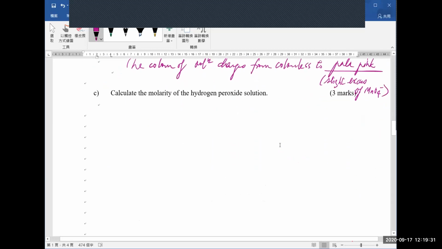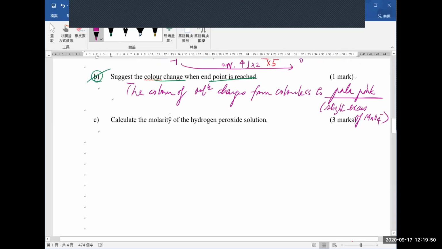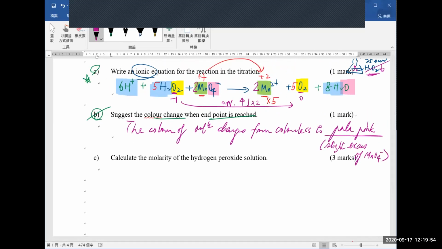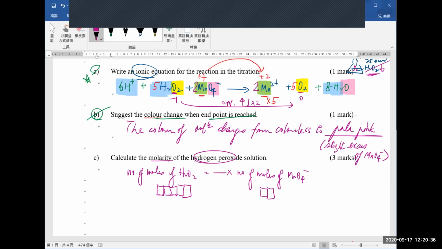C. Calculate the molarity of hydrogen peroxide solution. So you have that mole ratio to consider. This time, 5 mole of hydrogen peroxide react with 2 mole of permanganate. So what we are going to do is to find out the number of moles of permanganate first, and then the number of moles of H2O2. What is the mole ratio? Use the same concept, 2 blocks, 5 blocks, 2 blocks, right? So how do I need to multiply a pattern to make it equal.